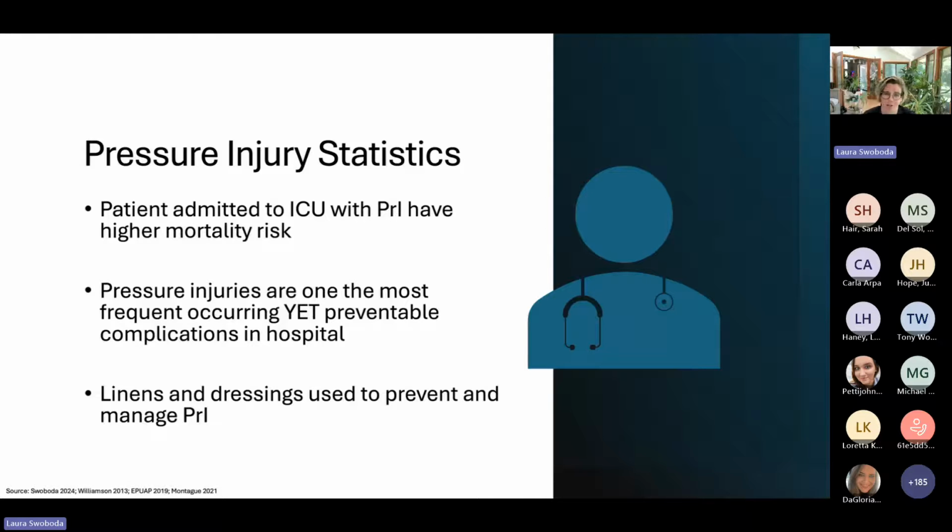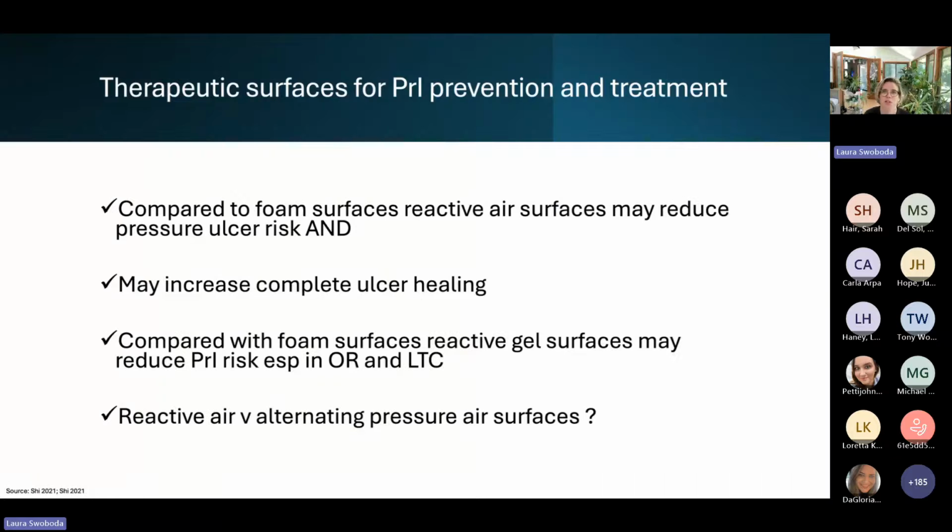And it's so challenging now with staffing shortages. Even if you're going to do a new intervention, a new product, what have you, educating people on it is just so challenging. It just keeps getting harder and harder, I feel. But we do know that linens and dressings are used to prevent and manage pressure injuries. So there's something that we can focus our attention on, that there's a lot of research on, and we'll talk about that.